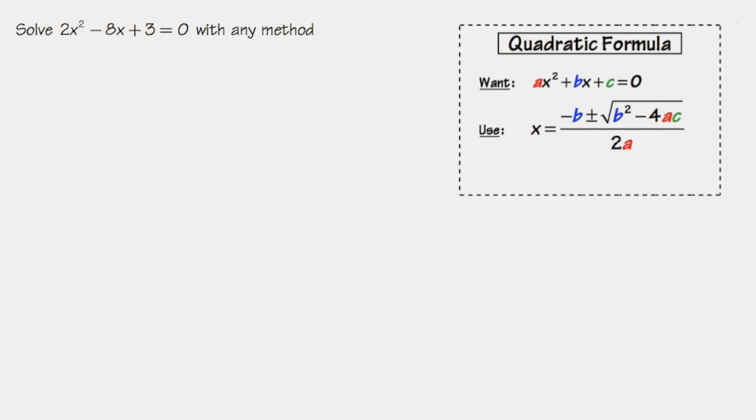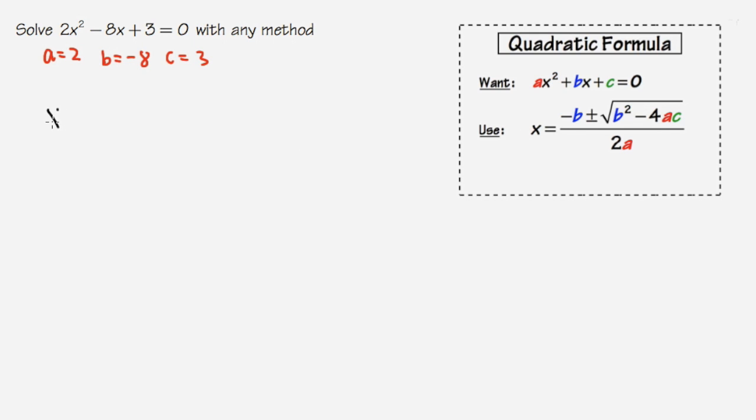So let's figure out what the a, b, c values are. The a is the coefficient, the number in front of the x squared, which in this case is 2. And b is the coefficient, the number in front of the x, which is negative 8. And c is positive 3 in this case. And you see that this is the standard form because the right hand side is 0 already. So we will just plug in these values into this formula.